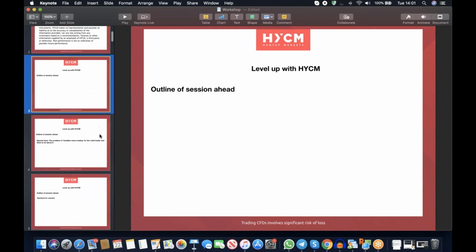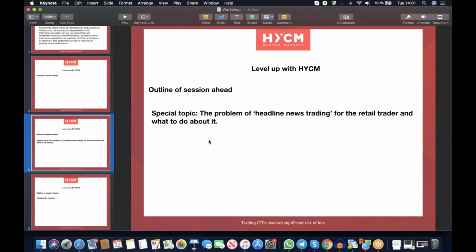The special topic for today's trading workshop is the problem of headline news trading for the retail trader and what to do about it. Now, this is something that's very difficult, and we've seen this particularly pronounced on the pound at the moment, which is why I wanted to bring it up. Over the last 2 or 3 weeks, there have been a lot of headlines coming out and moving the pound, and some of those headlines move the pound for maybe 3 or 4 minutes, and then the price is retraced.